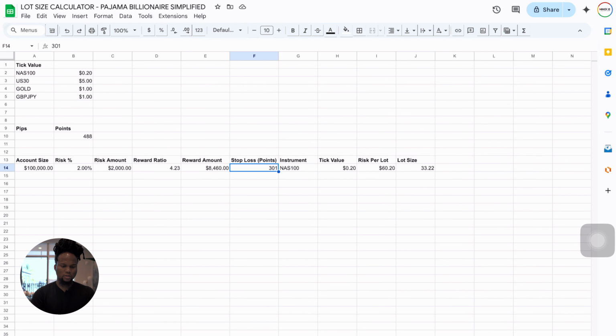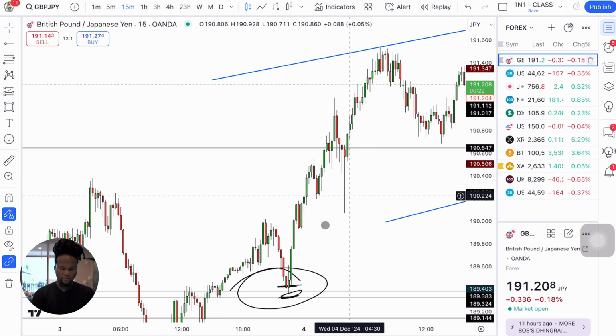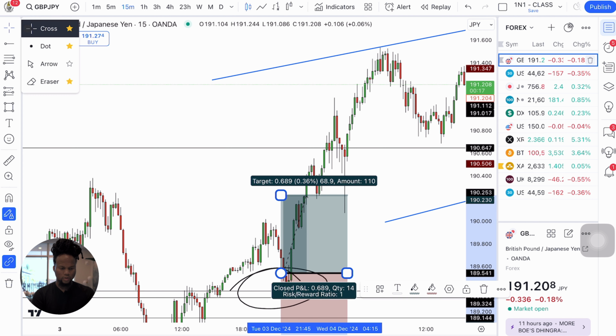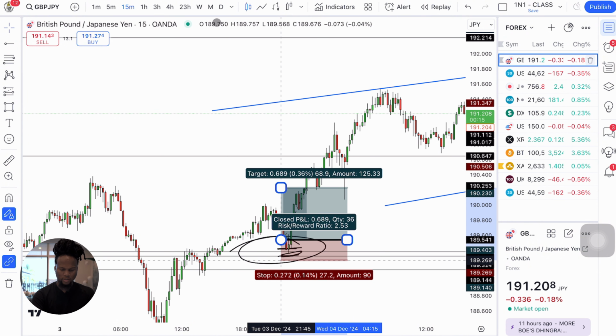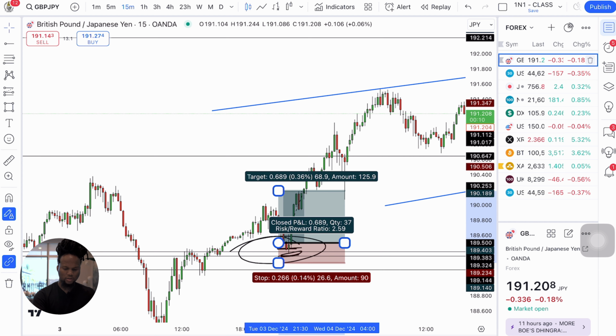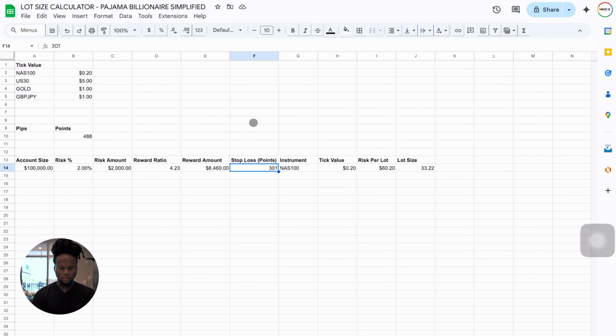Like if I should go back to GBP JPY, just another example. If I go back to GBP JPY right now, right? And I'm saying, all right, let me give you this example, which is this opportunity here. Stop loss below the zone, which is right here, which is 26.6 pips, right? 26.6 pips. And I'm looking to go up here, which is 5.83. So 26.6 pips is equal to this times 10, right?